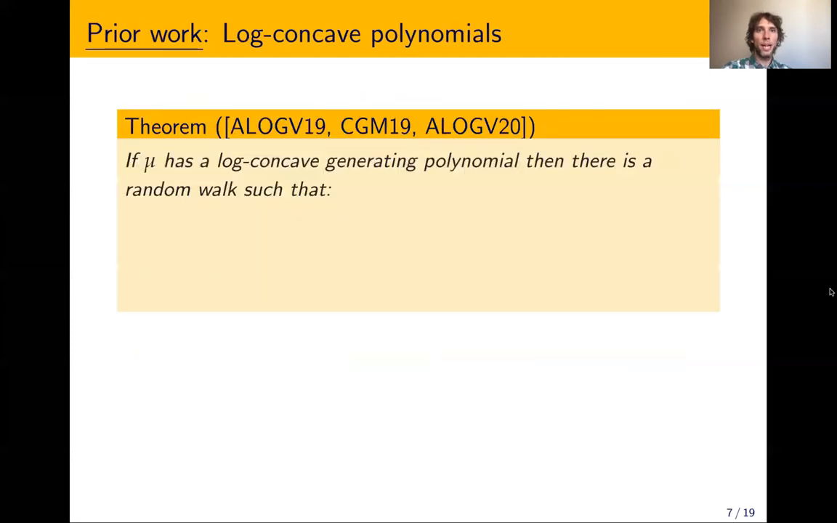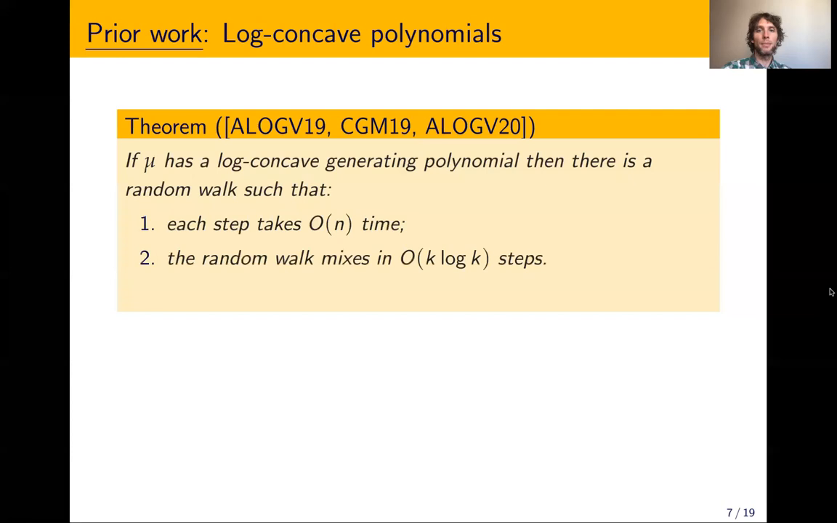Okay, let's discuss some prior work. Polynomial time sampling from distributions with a log-concave generating polynomial was established recently by Anari, Liu, Oveis Gharan, and Vinzant. They showed that there is a random walk where each step takes order n time, and it mixes in order k log k steps, resulting in overall runtime of n times poly k.